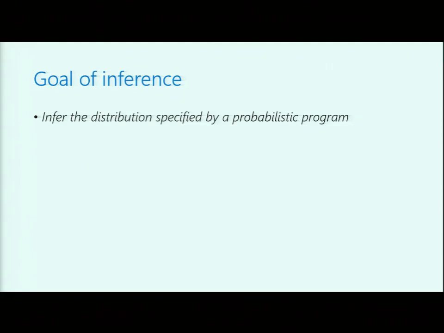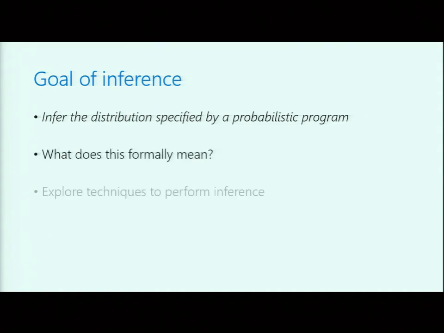So essentially, what is this thing called inference? You've seen that the probabilistic program implicitly specifies a probability distribution, which is given by the table that you saw earlier. And the goal of inference is to infer the distribution implicitly specified by the probabilistic program. So in the next few slides, let me tell you what this formally means, and then we'll get straight into exploring techniques to perform inference.